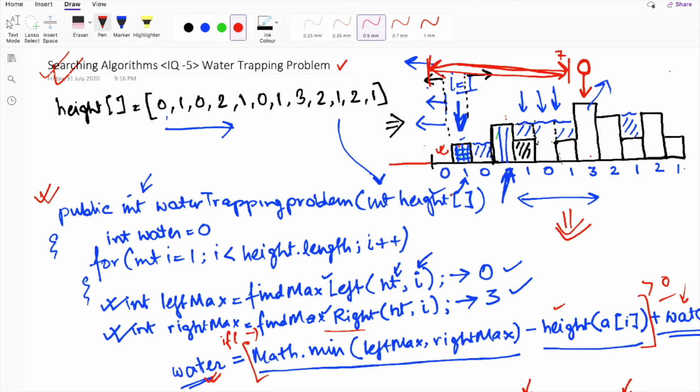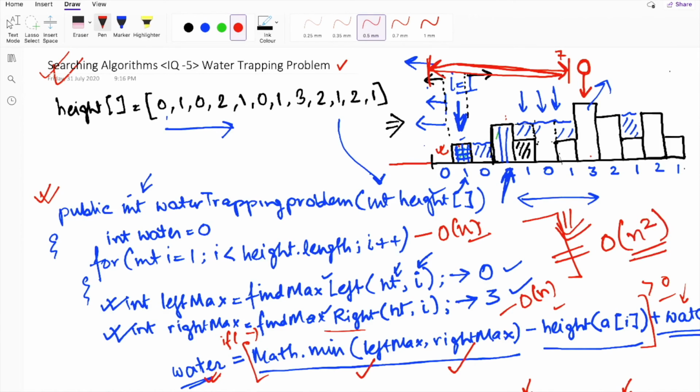So over here, if you calculate the complexity of the program, you can see the complexity is order of n, and for finding the min and max of the number, we are using another complexity of order of n. So the total complexity of the problem becomes order of n square.